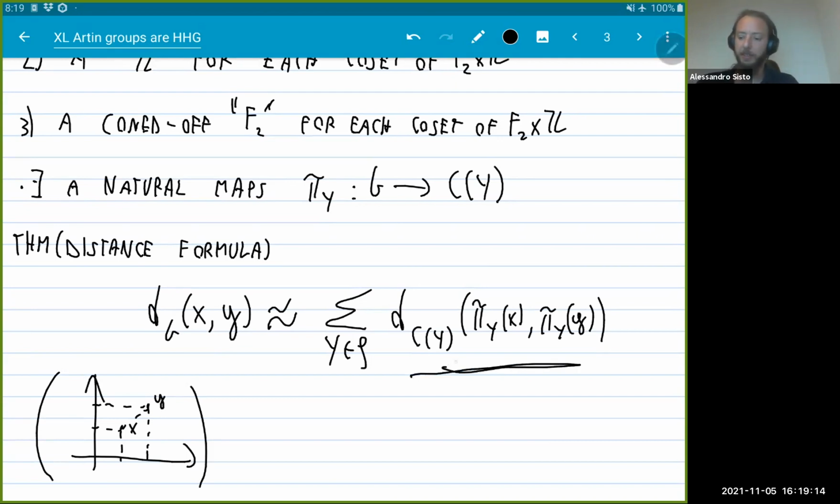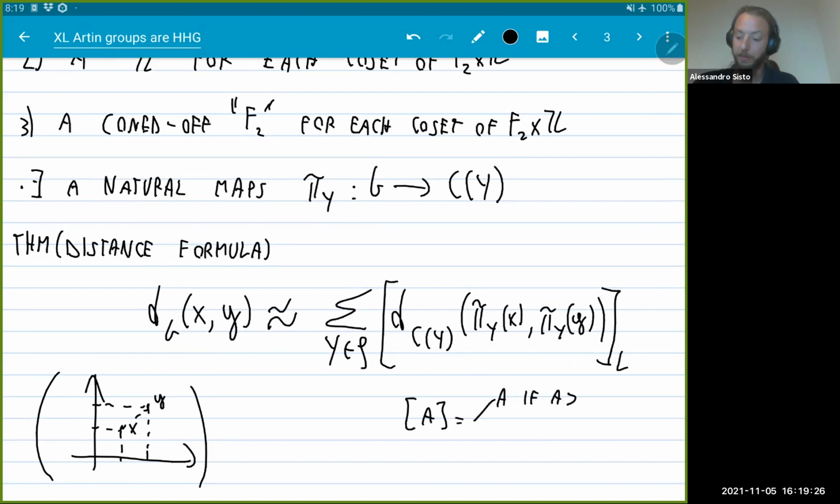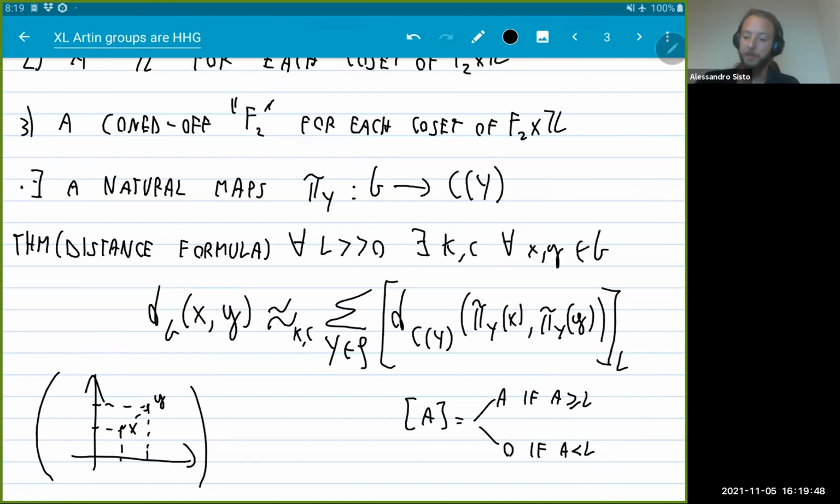If I write it like this, this sum could be infinite. So I'm going to introduce this symbol, which means just take the values that are above a certain threshold and ignore everything else. And that's the formula with quantifiers: for every sufficiently large threshold, there exist multiplicative and additive constants hidden in this symbol, so that for every 2 points in the group, you have this.